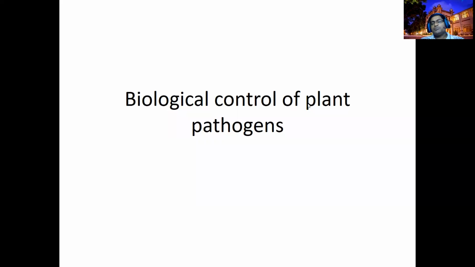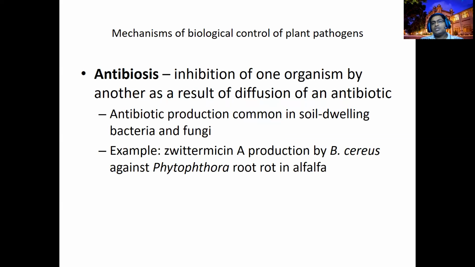Biological control of plant pathogens means controlling plant pathogens using other microbes. It is very effective and not detrimental to human beings, because chemical fungicides are nasty, right? The biological control agents have three broad mechanisms. One is antibiosis. Antibiosis is the inhibition of one organism by another organism by producing some secondary metabolites. These secondary metabolites we call antibiotics, right? If these antibiotics are produced, the other organism cannot grow, because this is toxic to the other.